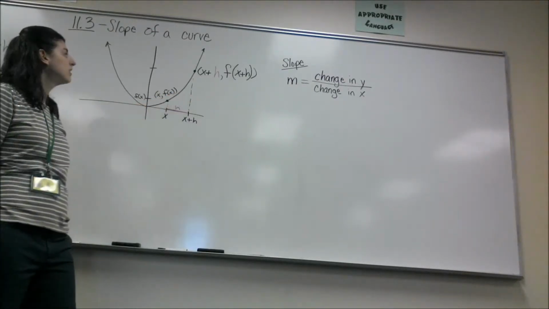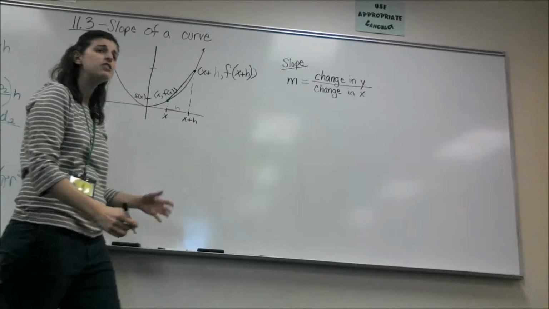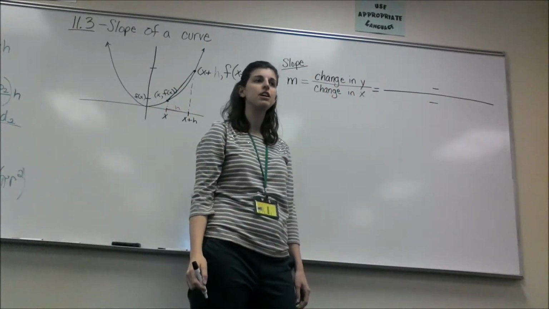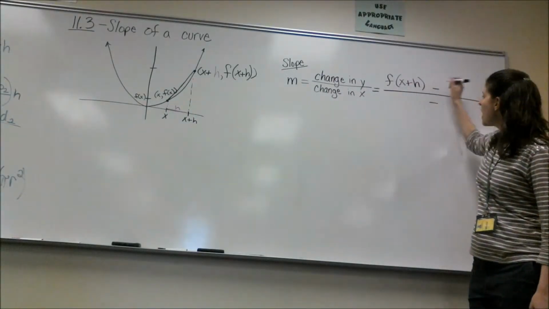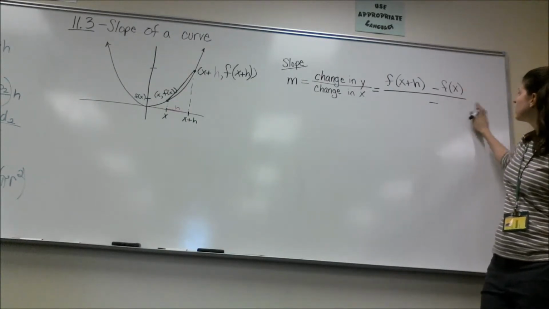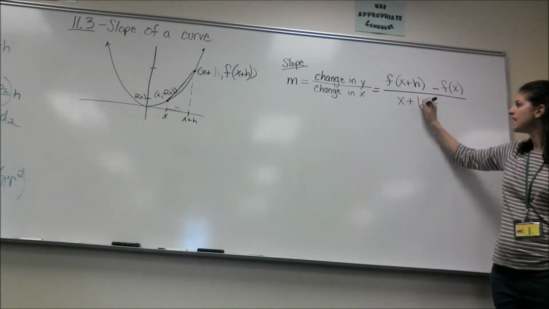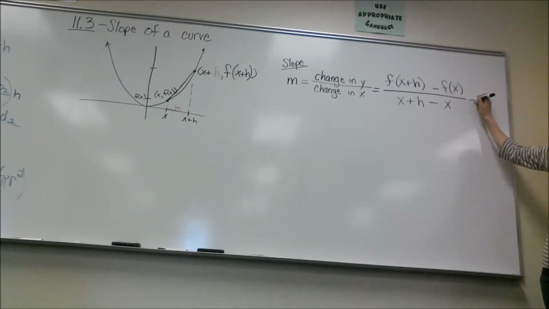Now, if I want to express the slope of the line that connects these 2 points, I'm going to do change in y over change in x. So I need to subtract my y values over subtracting my x values. My 2 y values subtracted: f of x plus h minus f of x, all over what? x plus h minus x. Can I simplify my numerator at all, and if so, how?